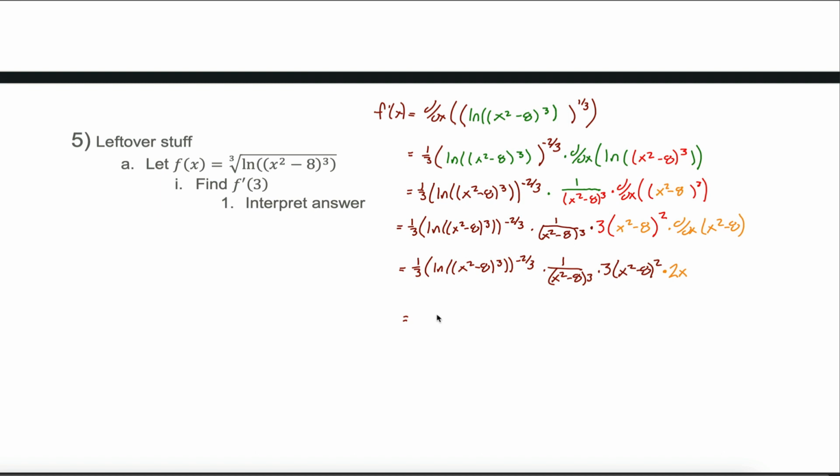However, I'm not going to leave my answer this way because a couple things jump out at me. First of all, I have x squared minus 8 to the third power down here in the denominator, and I got x squared minus 8 to the second power over here. I can think about this as up in the numerator.